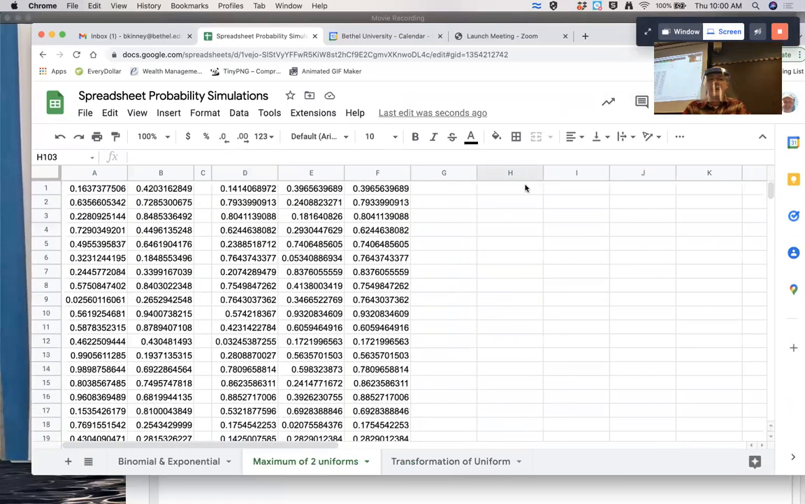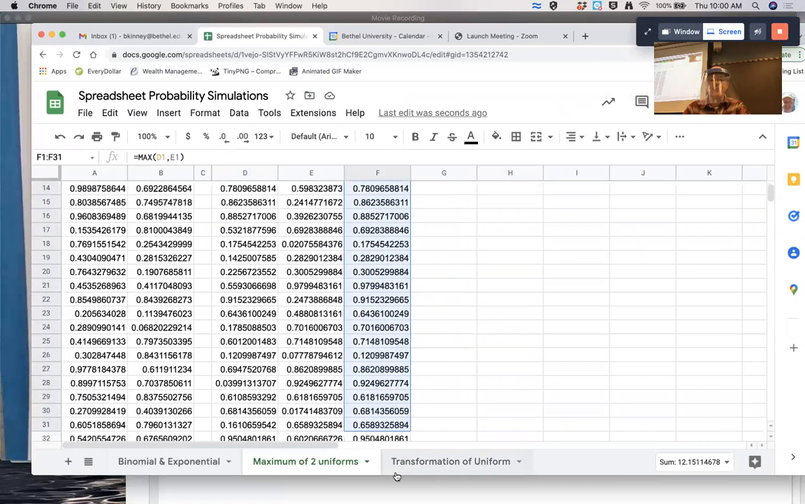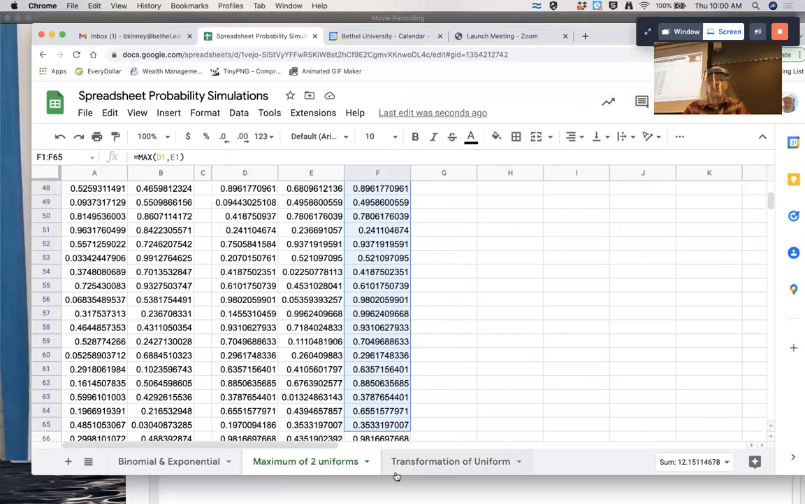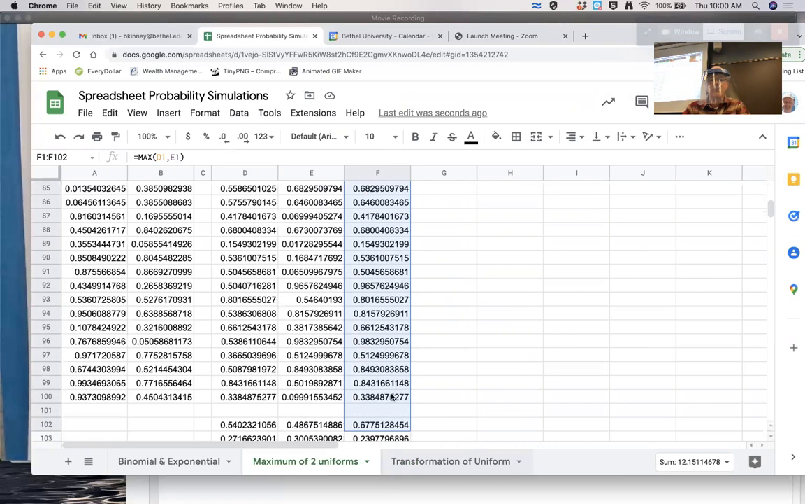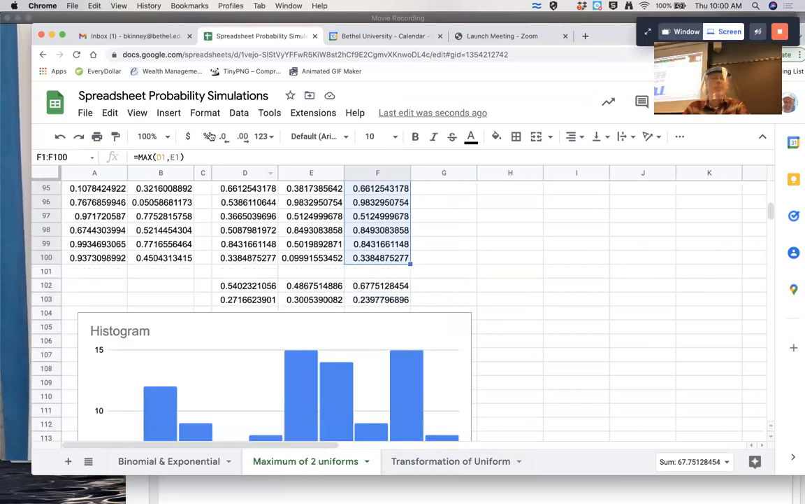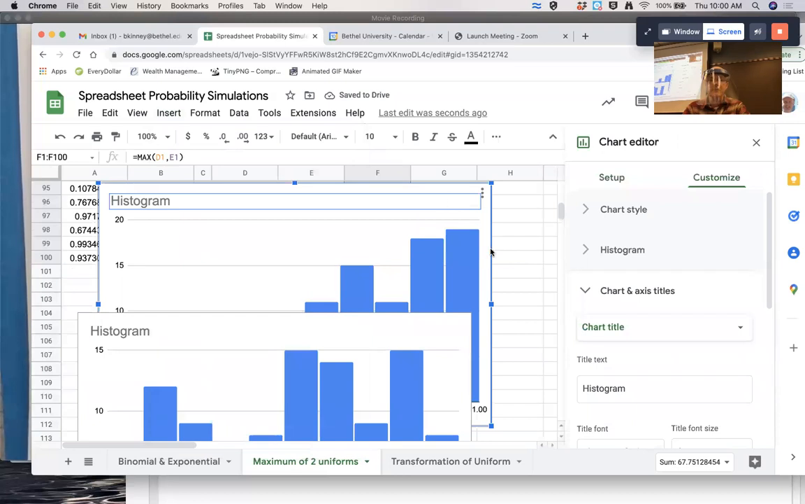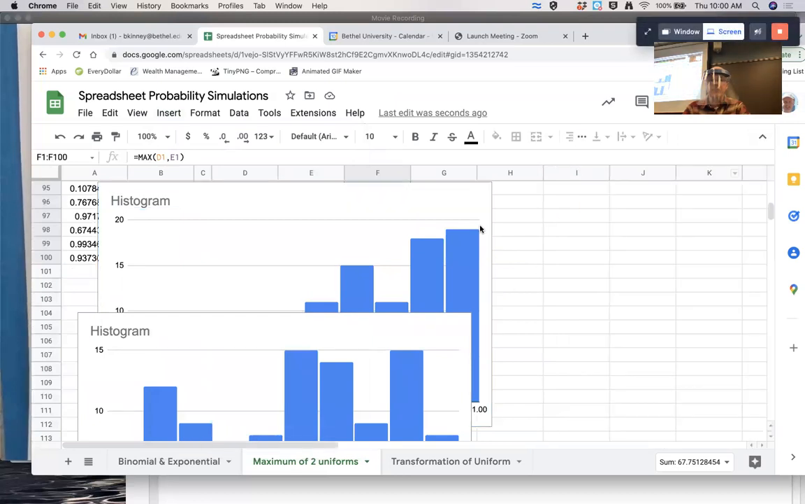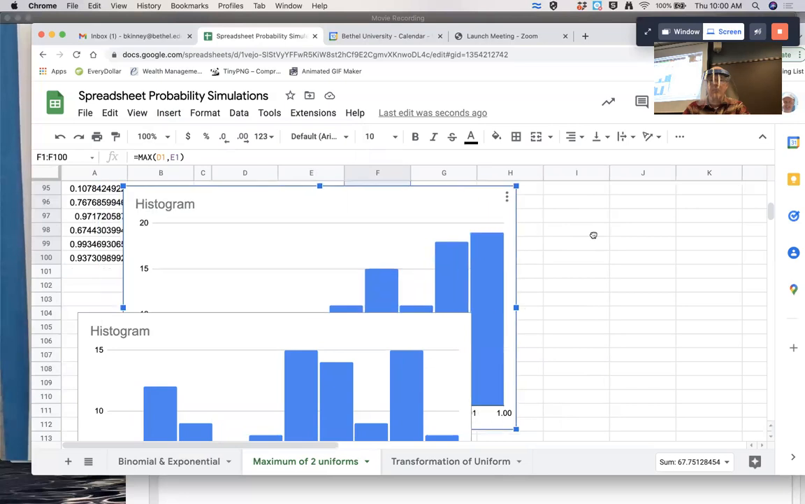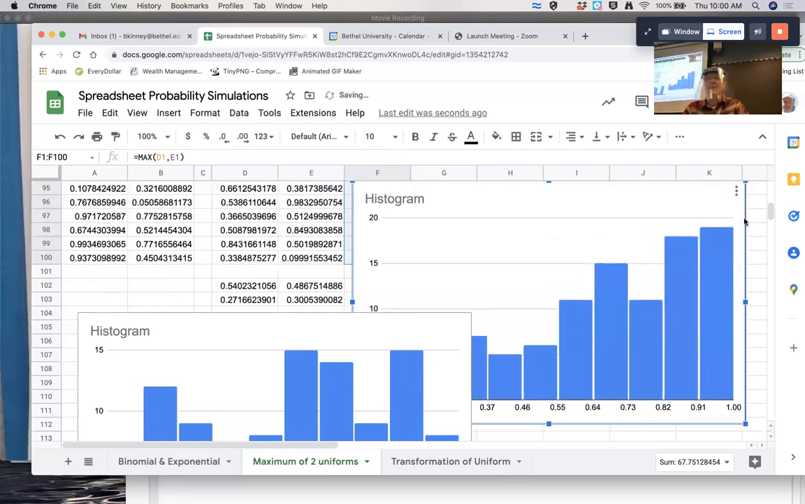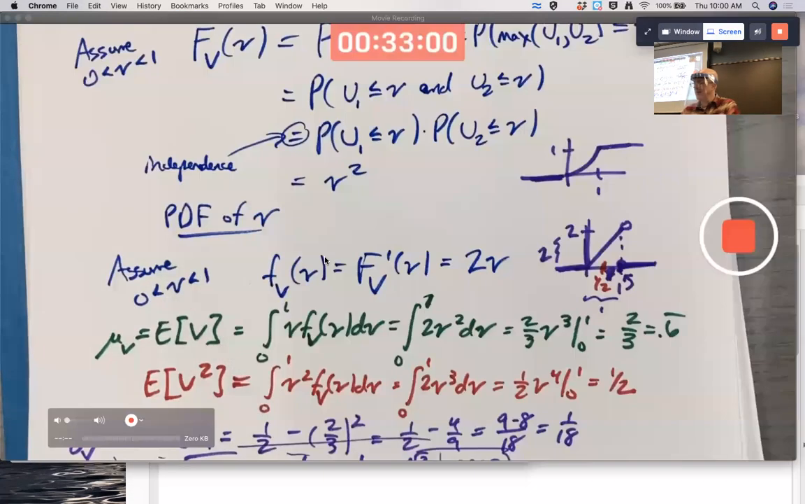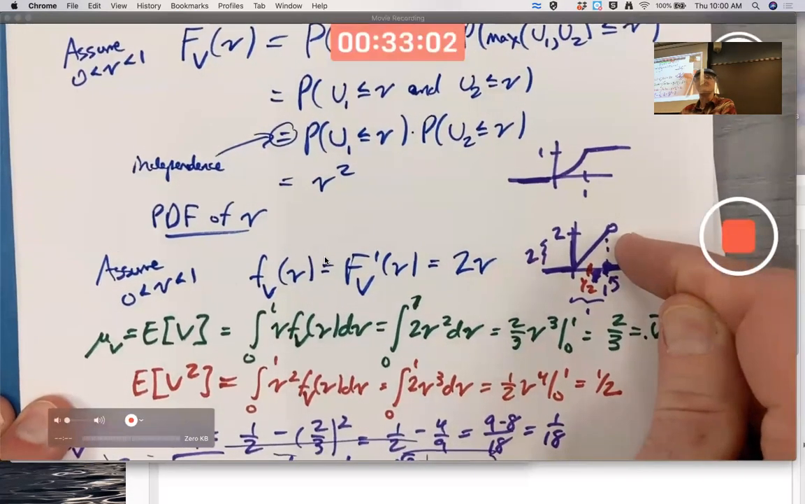But for the other one, it should be pretty clearly increasing. So the last column. Insert chart, histogram. There we go. Yeah, pretty clearly increasing. Well, that's because the PDF looks like that.